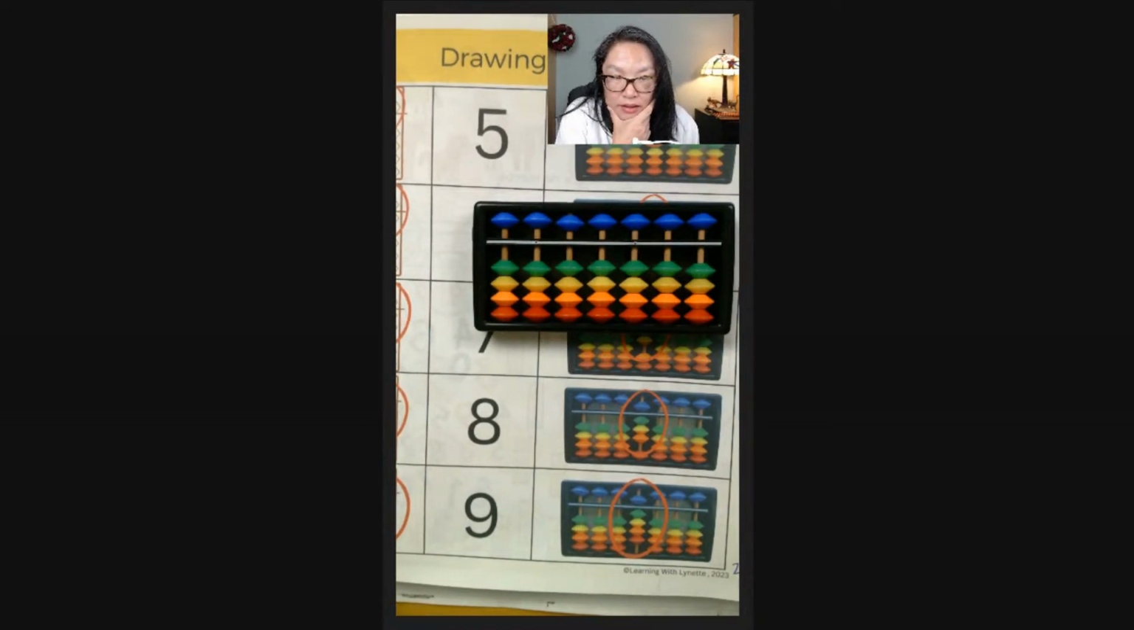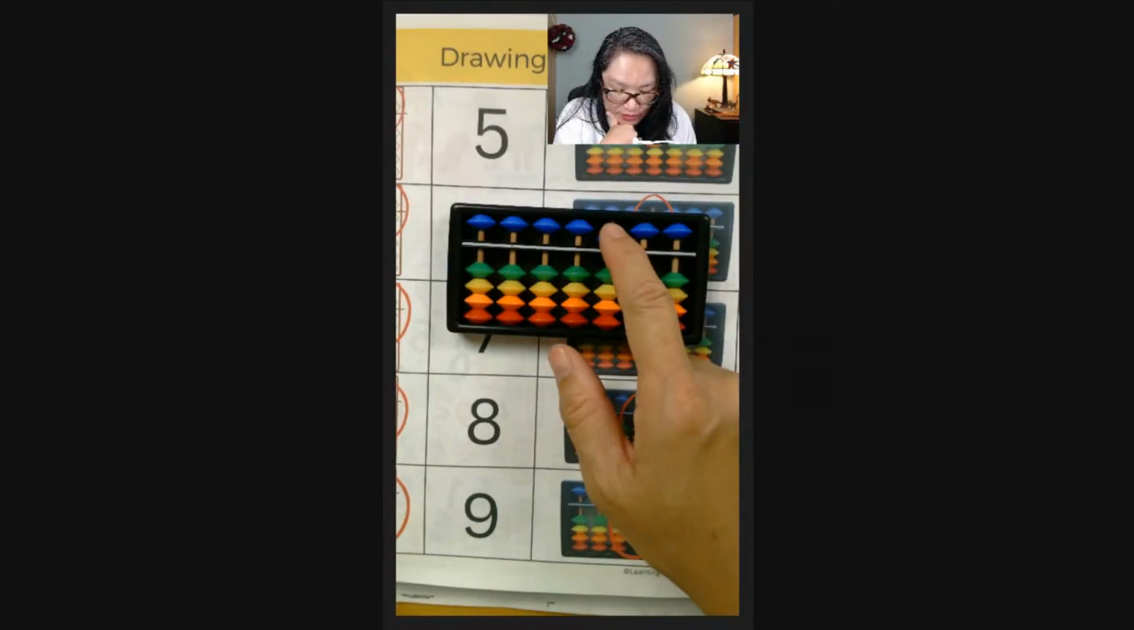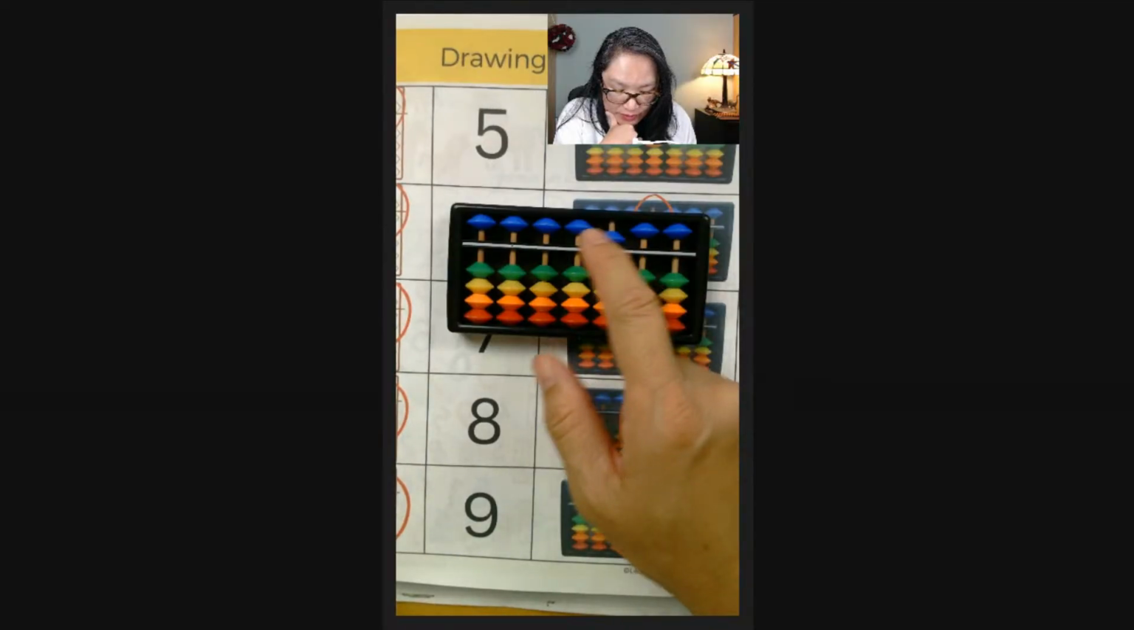And that's it. So what we're doing is learning how to read 5. 5 looks like this. The top bead is 5. No, that's not 5. This is 5. This is the only one that's 5. But if I did this, these are all 5s.